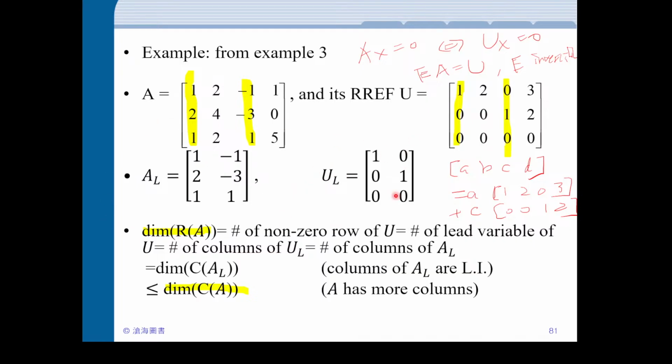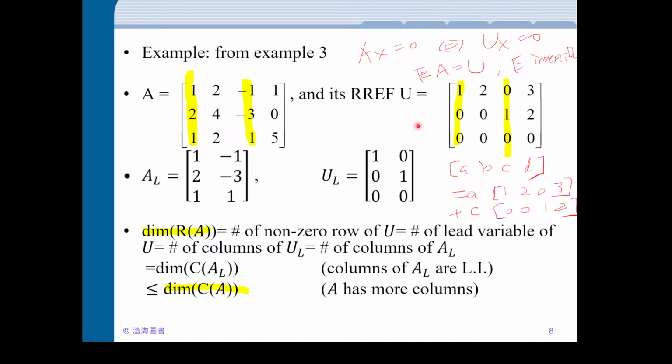Yeah, and if we have this UL and AL done, then now it's just a whole bunch of derivation to get that the dimension of the row space is less than or equal to the dimension of the column space. Okay, so the dimension of the row space is equal to, as we know, the number of non-zero rows of U. And that will be equal to the number of lead variables, so the number of 1s here. Okay, and the number of lead variables we can count in both row and column.